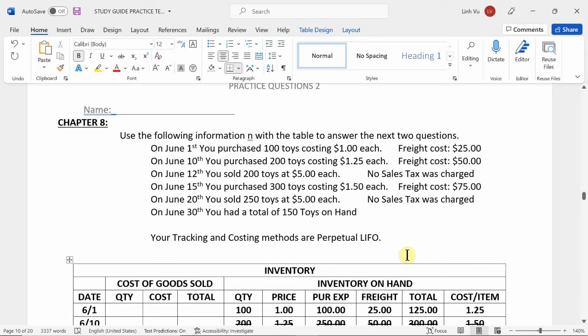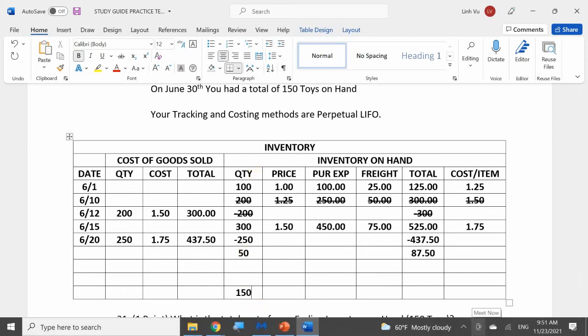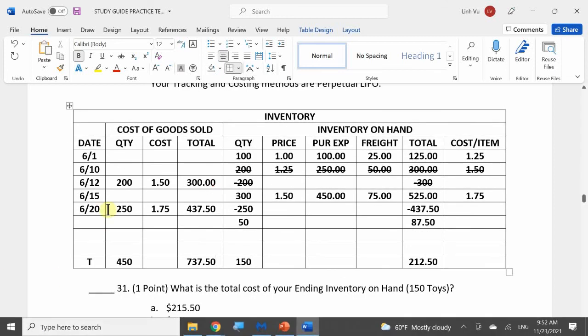So then June 30th, you have a total of 150 toys left on hand. Let's go ahead and double confirm that. At the very end of my table, I have 50 plus 100, so yes, I do have 150. So $87.50 plus $125 equals $212.50. What about the cost of goods sold? $300 plus $437.50 gives you $737.50.